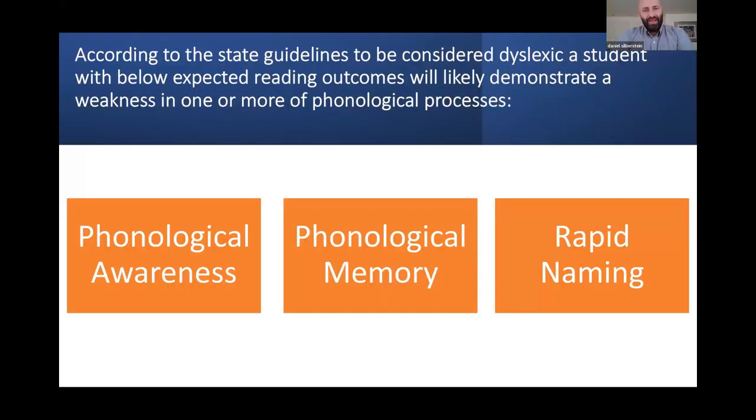The way the guidelines read is that along with the below expected reading outcomes, a student will likely demonstrate a weakness in one or more of the phonological processes: phonological awareness, phonological memory, and rapid naming skill. So again, I will get to the UDL stuff, I promise you. I'm just giving you all this background on dyslexia.